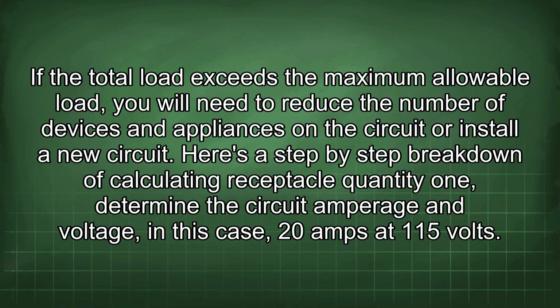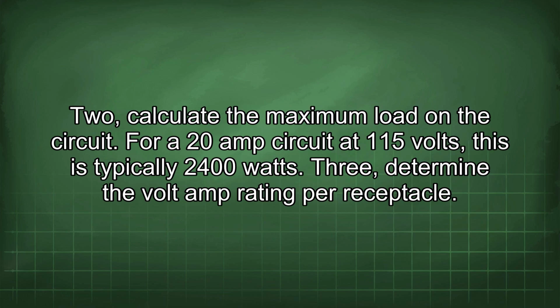Here's a step-by-step breakdown of calculating receptacle quantity. 1. Determine the circuit amperage and voltage, in this case 20 amps at 115 volts. 2. Calculate the maximum load in the circuit. For a 20 amp circuit at 115 volts, this is typically 2400 watts.